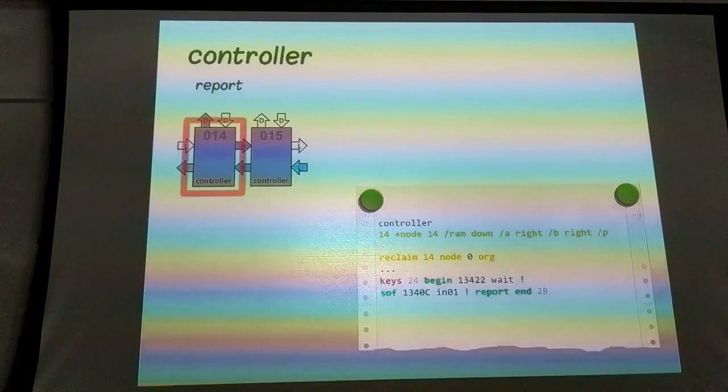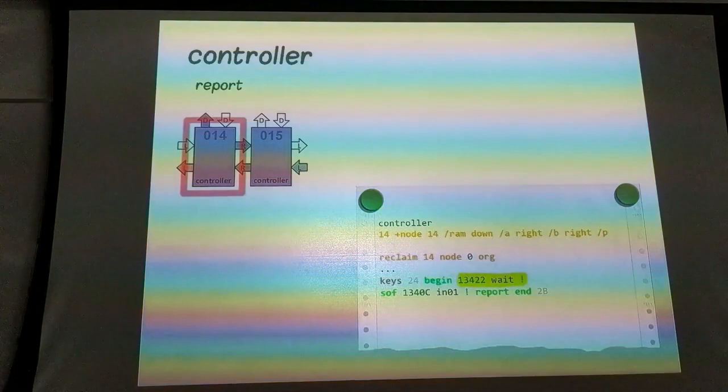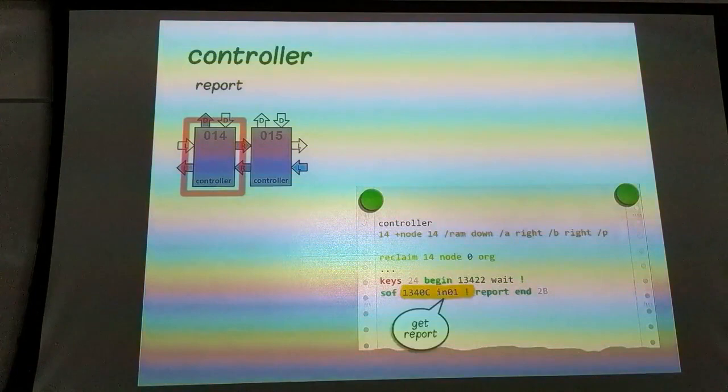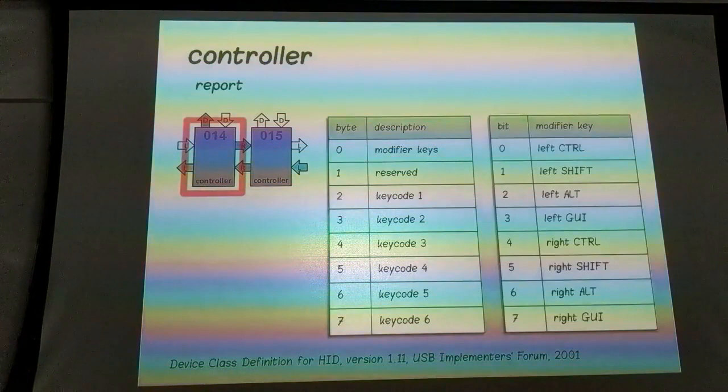The main task of node 14 is to request and process reports. Most of code is dedicated to that task. We'll just look at word keys, which is an endless loop. It repeatedly calls word wait in node 114, which sends 50 keep alive signals. Therefore, we wait for 50 milliseconds, and then we issue an in transaction from endpoint 1. This is the endpoint that sends a report on currently pressed keys. Then we call word report to process received data bytes.